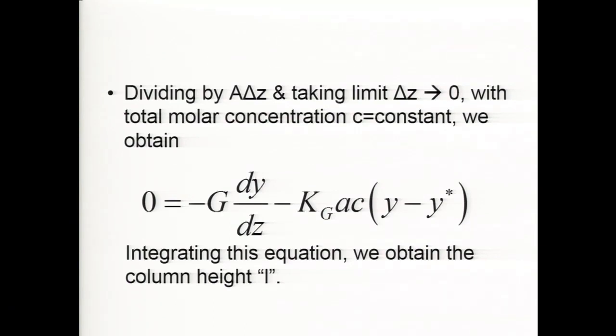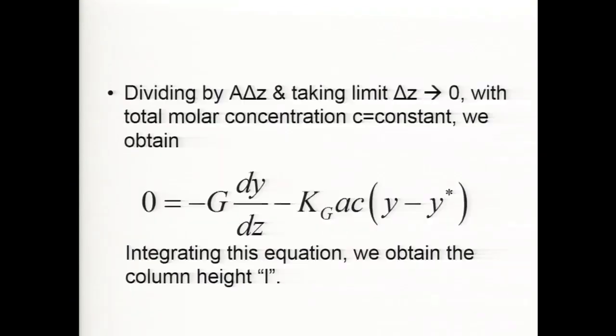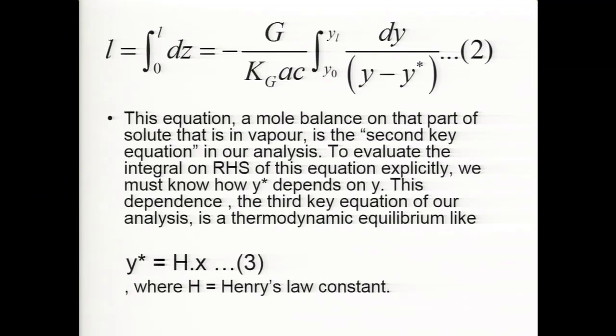We can try integrating this. Separate the variables and integrate. So we take dz on one side, the rest of the y terms on the other, and you get this. Height of the tower should be the integral 0 to L dz equal to minus G by Kg a C times the integral of dy over (Y minus Y star) from Y0 to YL. G is taken constant because of the dilute vapor assumption, so we can take it out. Kg, a, C are all constant, so we take that out. If we were to use this equation, we must know how Y star depends on Y. Unless this equilibrium relationship is known, we can't integrate this.